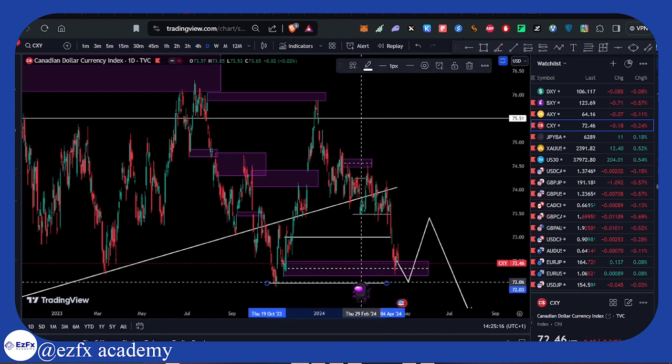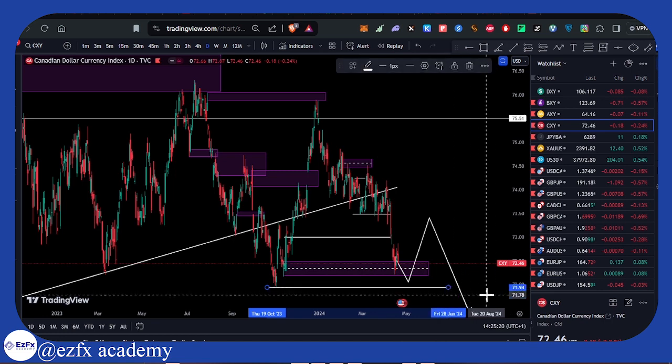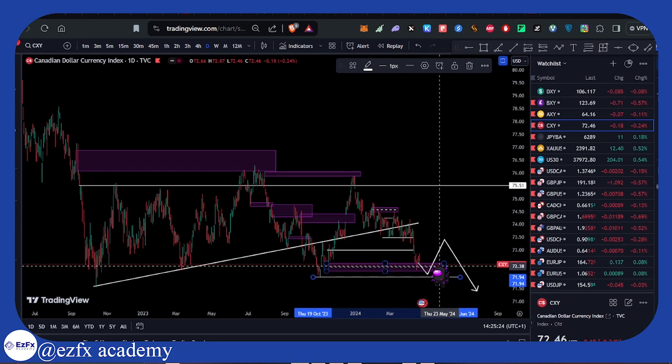All right, let me just bring this down a little bit to somewhere around here. So I'll be expecting price to probably drop towards somewhere around there, and then we get to see a shoot up before we get to see price come down again. But overall, my bias on CXY is bearish.